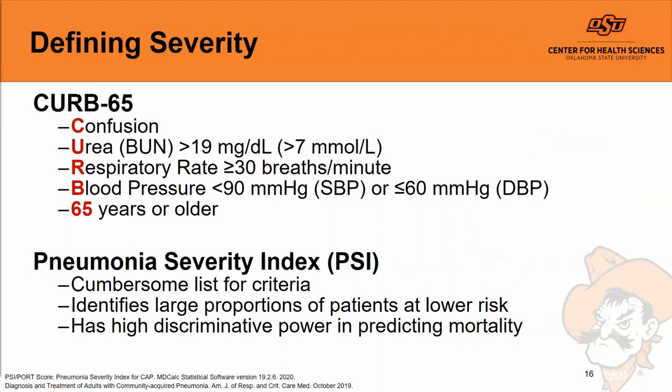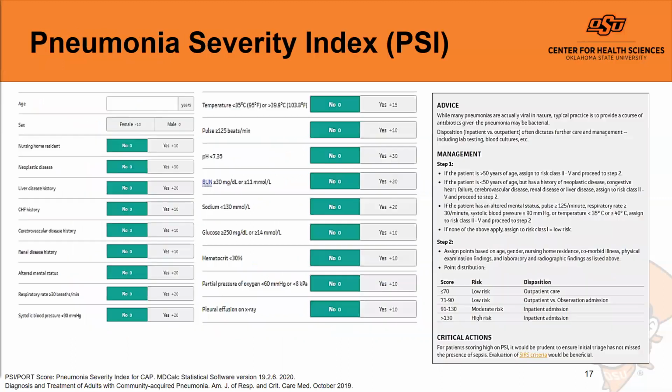PSI has been shown to be able to identify larger proportions of patients that are actually at a lower risk and can be safely treated as an outpatient, meaning there is potential for its use to decrease healthcare costs in terms of hospital admissions. For that reason, PSI is actually recommended over the use of CURB-65 within the new guidelines. Interestingly enough, that is within the text of the guidelines, but it is not included within that fancy table that I showed you at the very beginning of this lecture that outlines all of the changes with the guidelines. It is not in that table, but it is within the text.